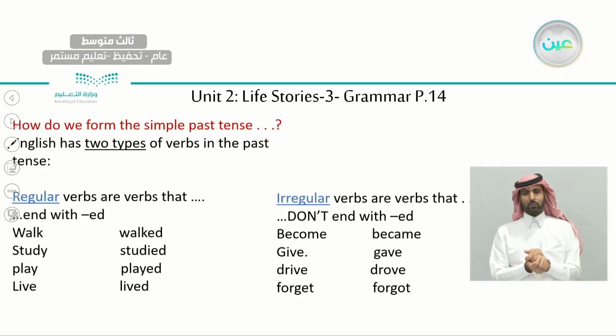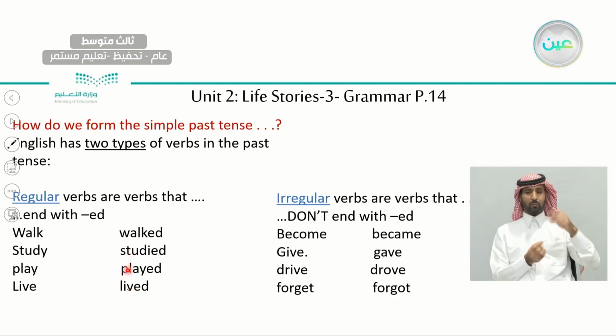Okay. How do we form simple past tense? How do we form the sentence? In English, we have 2 types of verb when we are talking about the past tense. We have 2 types, regular and irregular. Some verbs we call regular, some verbs we call irregular. The regular verbs, we just add ed to it. Like here, walk, walked, study, studied, play, played, live, lived.